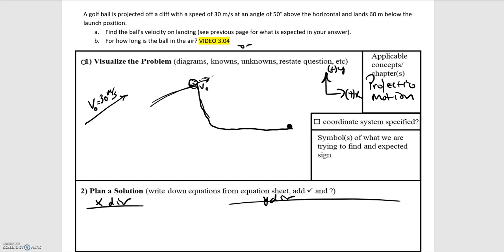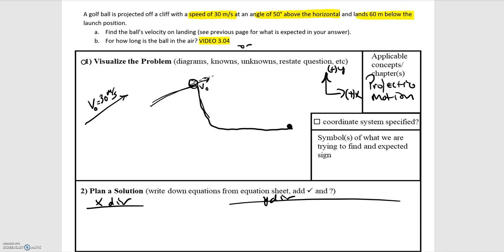So in this video, we'll be looking at the example of a golf ball being projected off a cliff at an angle. The problem says that the golf ball has a speed of 30 meters per second, and it's being projected at an angle of 50 degrees above the horizontal. So we know the initial velocity is 30 meters per second, and it is being launched at an angle of 50 degrees above the horizontal.